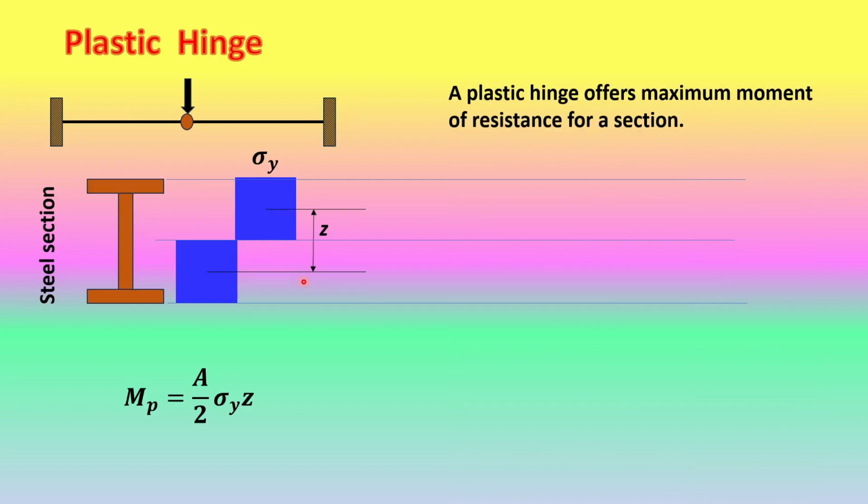So this neutral axis is also called the equal area axis because it divides the whole section into two equal parts. And from this principle it will be easy to find out the lever arm for this section. Now let us consider a concrete section. As we have said, a plastic hinge offers maximum moment of resistance for a section.